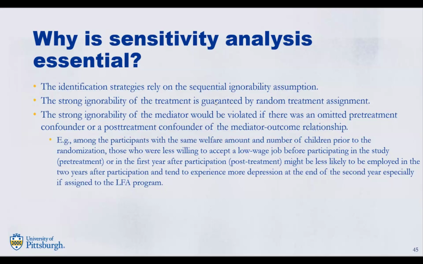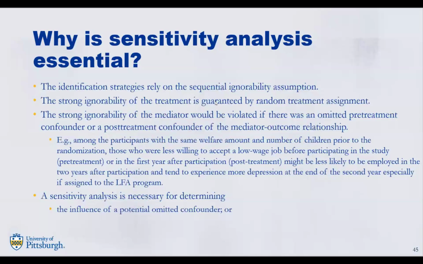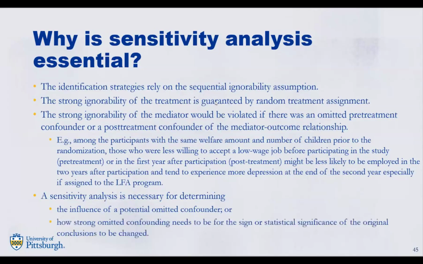In this case, a sensitivity analysis is necessary for determining the influence of a potential omitted confounder, or how strong omitted confounding needs to be for the sign or statistical significance of the original conclusions to be changed. Because as we mentioned earlier, when you have a confounder but you omit it from the analysis, this would generate bias in the direct and indirect effects. But sometimes the bias may be very minor. It may not change the sign or statistical significance or the magnitude of the original results too much. So it's fine to omit them.